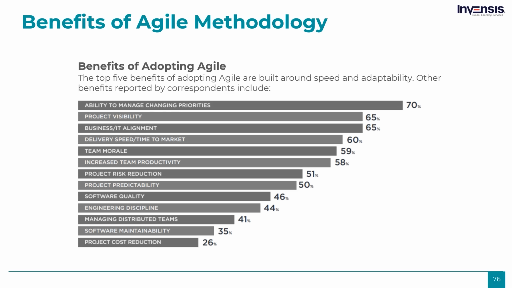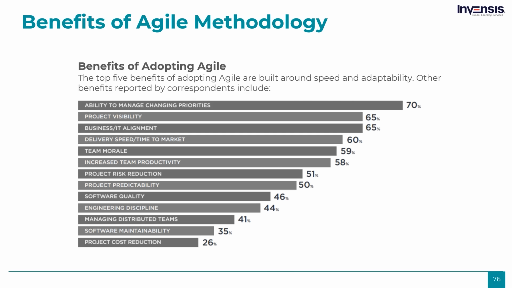Now let us check out the benefits reported by respondents. The top 5 benefits of adopting Agile are built around speed and adaptability. The other benefits listed were business alignment, delivery time, team morale, project risk reduction, and others, with project cost reduction last on the list.